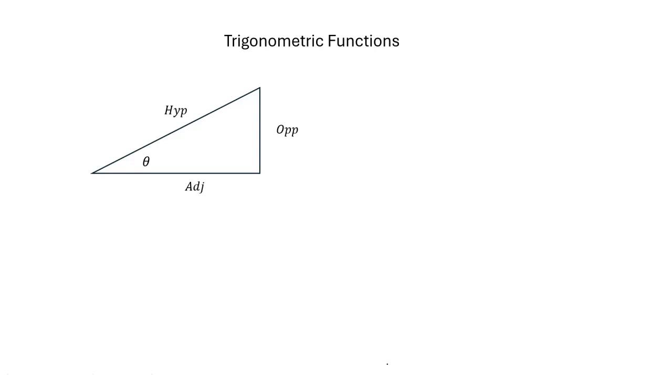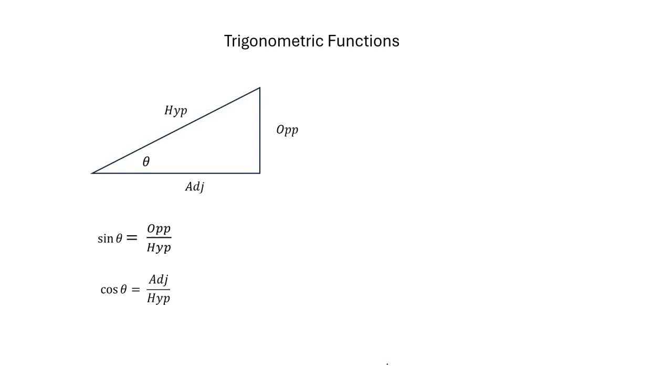In particular, we start with sine and cosine. So the sine is defined as the ratio of the opposite over the hypotenuse. And the cosine is the ratio of the adjacent to the hypotenuse. Now, all the other four trig functions are defined in terms of sines and cosines.